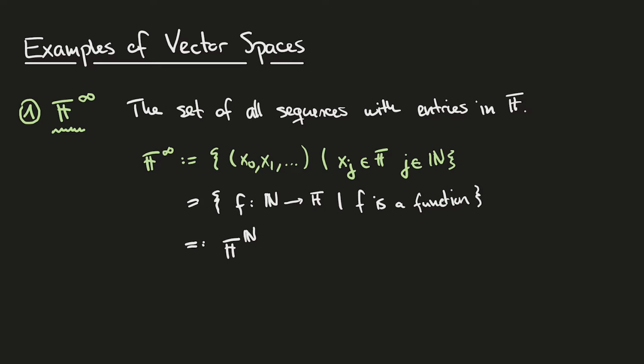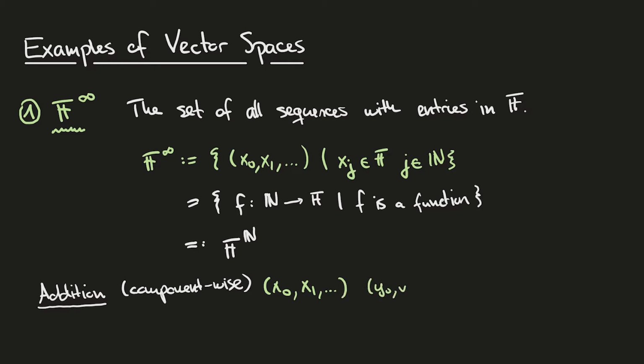And to make this a vector space, we need to introduce addition and scalar multiplication operations on this set. The way we're going to define addition on f infinity is going to be familiar to us because we've already seen the same idea for fn. We just do component-wise addition. So what this means in concrete terms is that given the sequence x0, x1, and so on, and the sequence y0, y1, and so on, we define their sum to be a new sequence which has entries x0 plus y0, x1 plus y1, and so on.